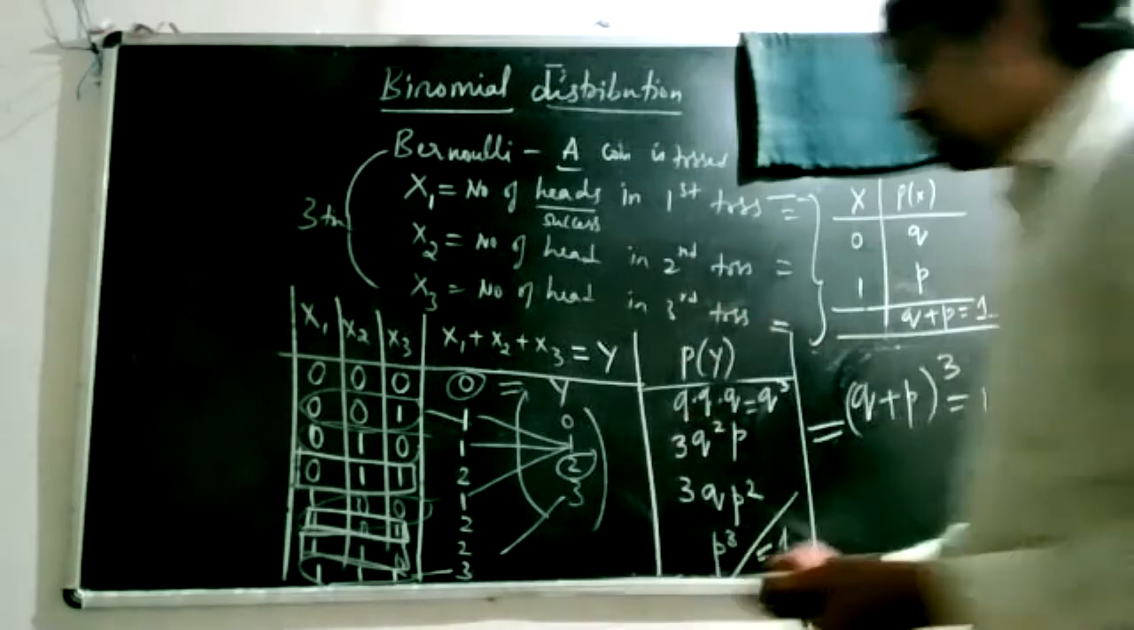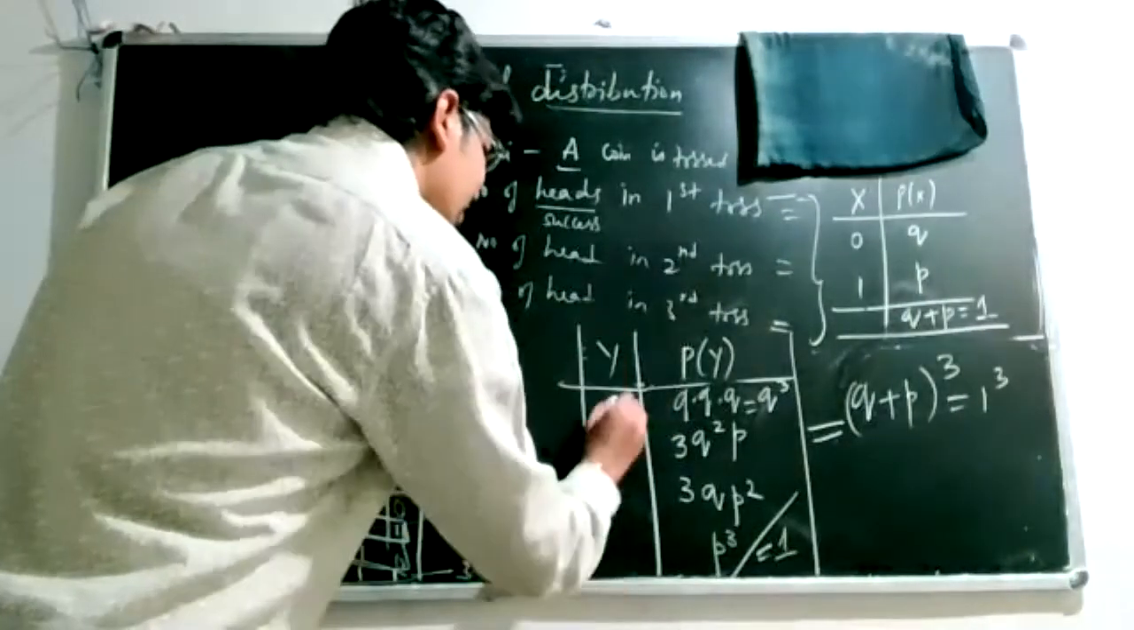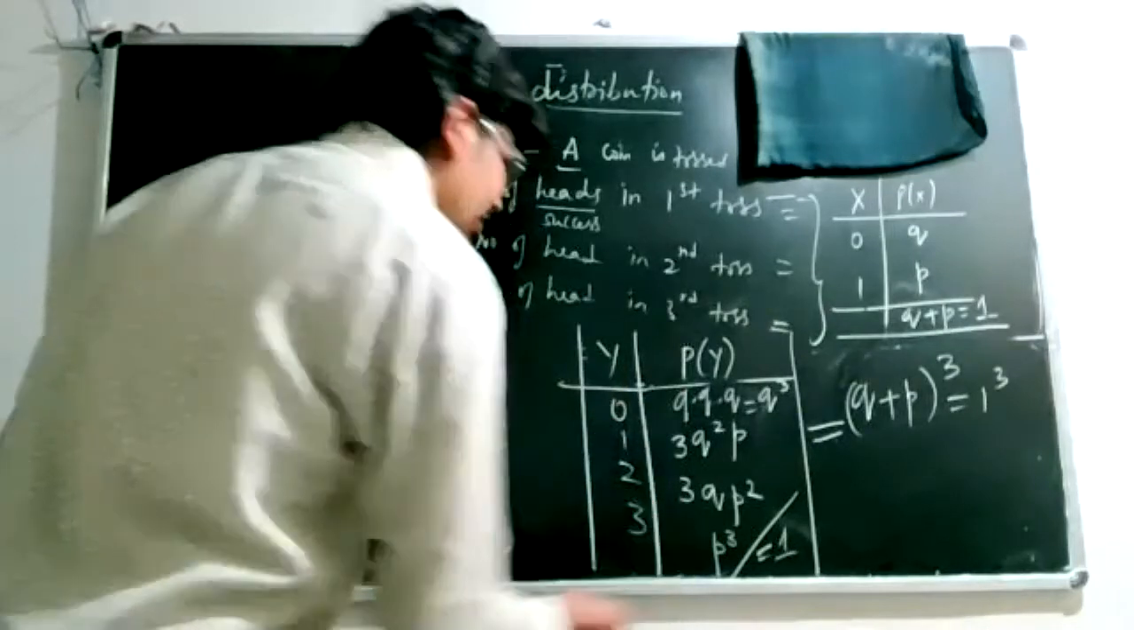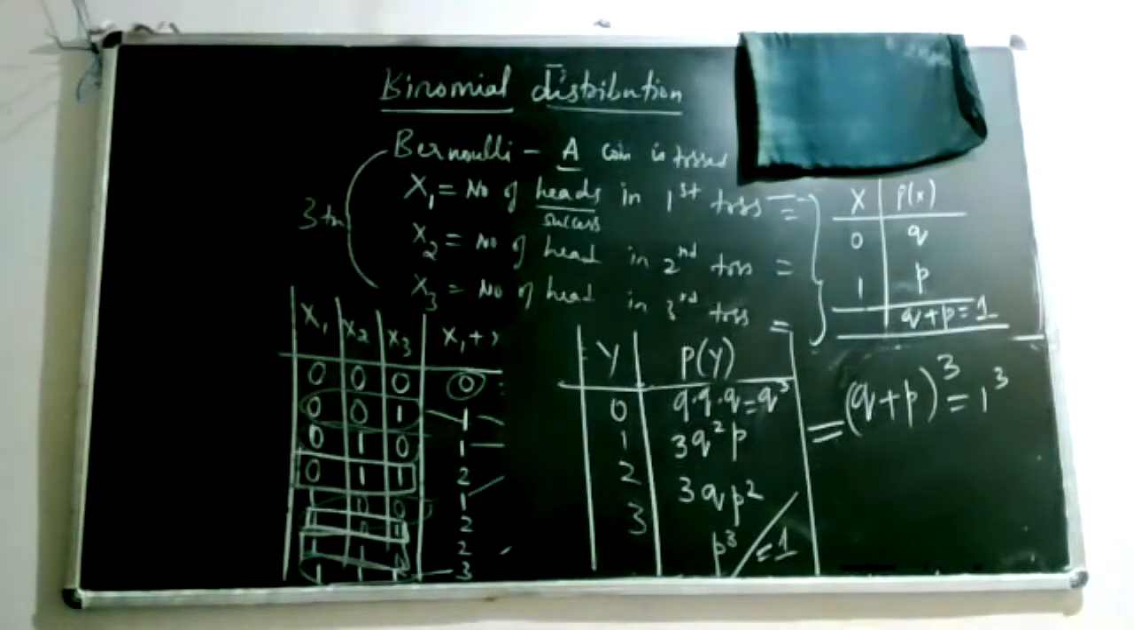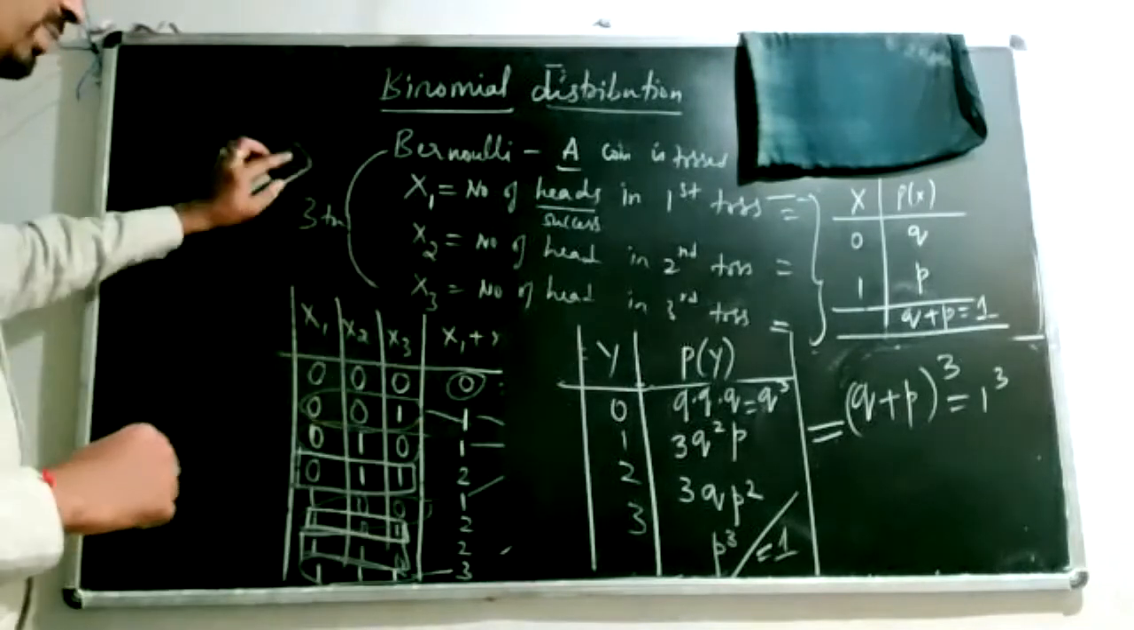Therefore, this model can again be taken as a special probability distribution, which is nothing but the sum of repetitive Bernoulli experiments.